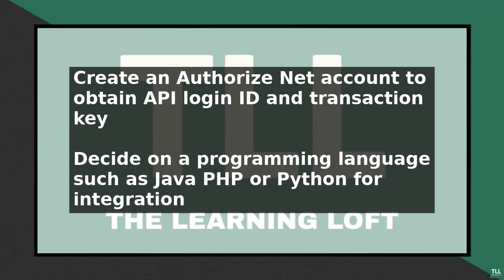Step 2. Create a customer profile. Use the Authorize Net API to create a customer profile, which will store the customer's payment information. You will need to provide the customer's name, email address, and payment method, such as a credit card or bank account.